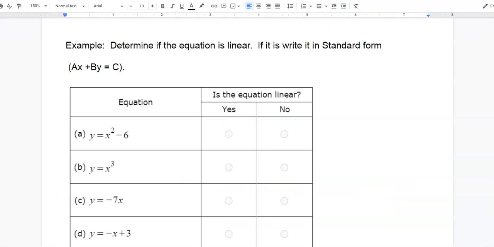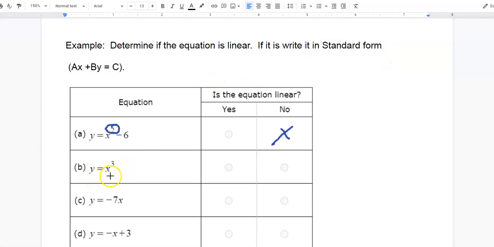Okay, in this set of examples, we're going to determine if the equation is linear. If it is, we're going to write it in standard form. Remember, we said that was a times x plus b times y equals c, okay? ax plus by equals c. Let's take a look at that now. Okay, is the equation linear? So we start off here. Do we have any exponents on our variables? Well, I got an x to the second power, x squared, so right there, that tells me this one is not linear, so I am done with that because we cannot write it in standard form.